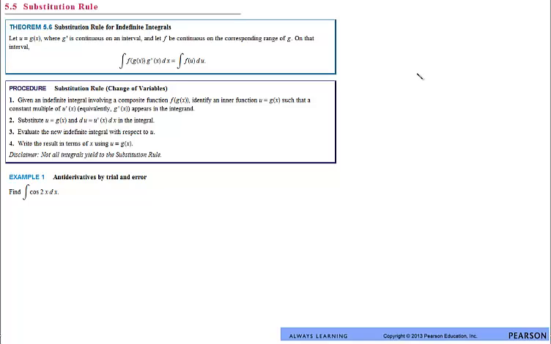Alright guys, we finally made it. This is the very last section in our Calculus 1 class. We're going to be learning a technique for integration called the substitution method. It comes from really the chain rule, you know, your inside function, your outside function.